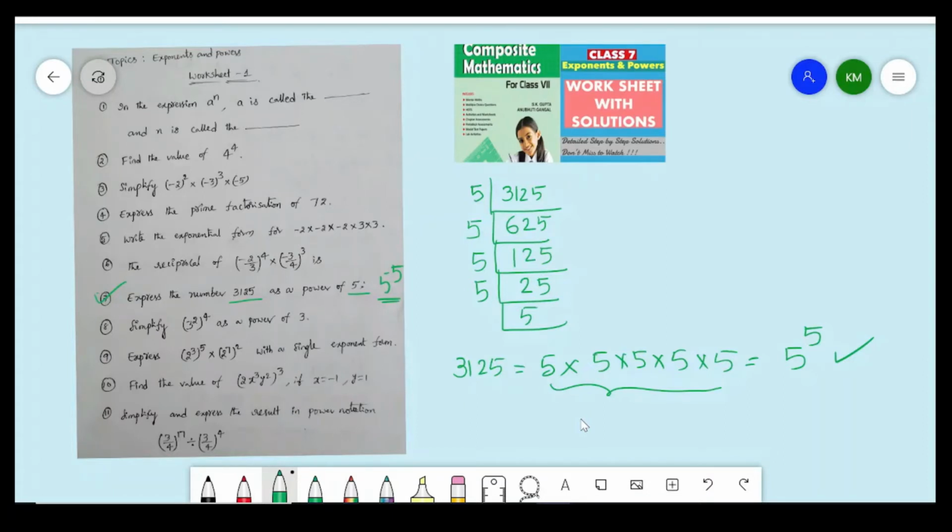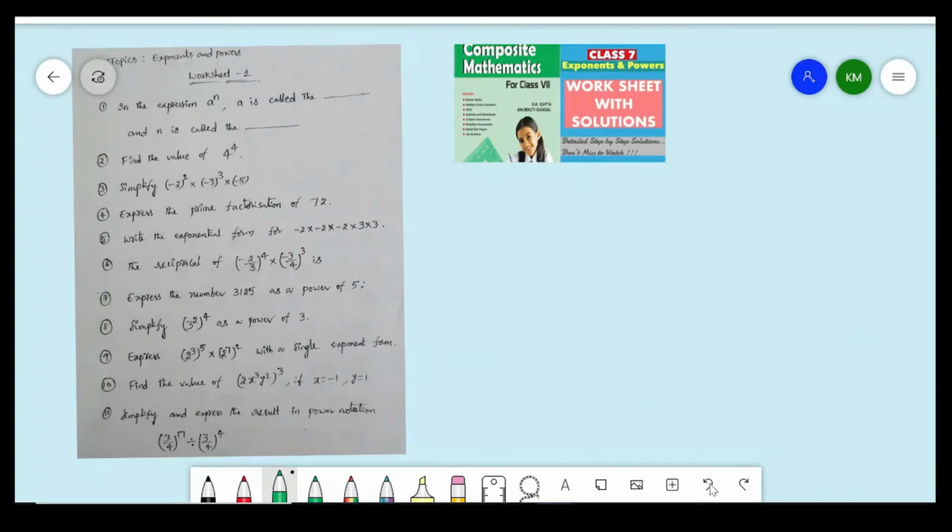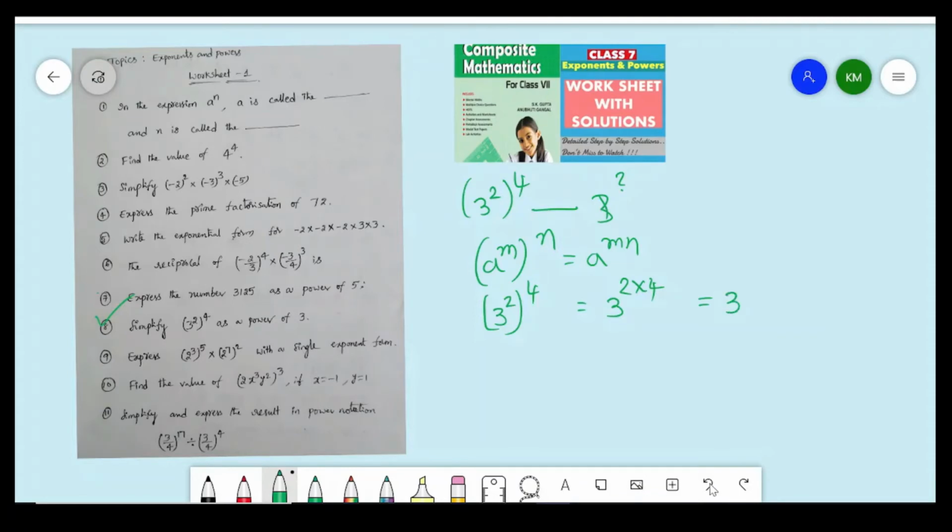I hope you understood this explanation. Let us move to the next problem, problem number 8. They are asking us to simplify 3 power 2 whole power 4 as a power of 3. Here we have to write a power of 3. So we know very well that a power m whole power n is always equal to a power mn. So here 3 power 2 whole power 4 is nothing but 3 power 2 multiplied by 4, that is equal to 3 power 8. So the given expression can be written as 3 raised to the power of 8.